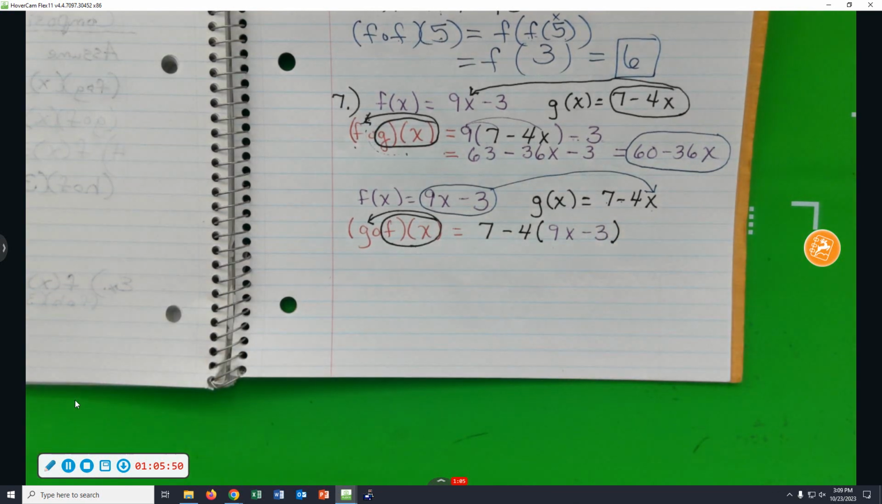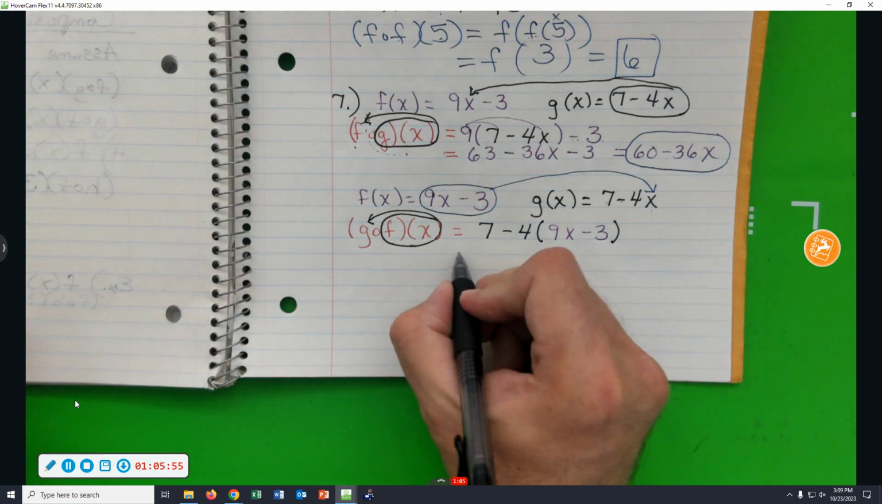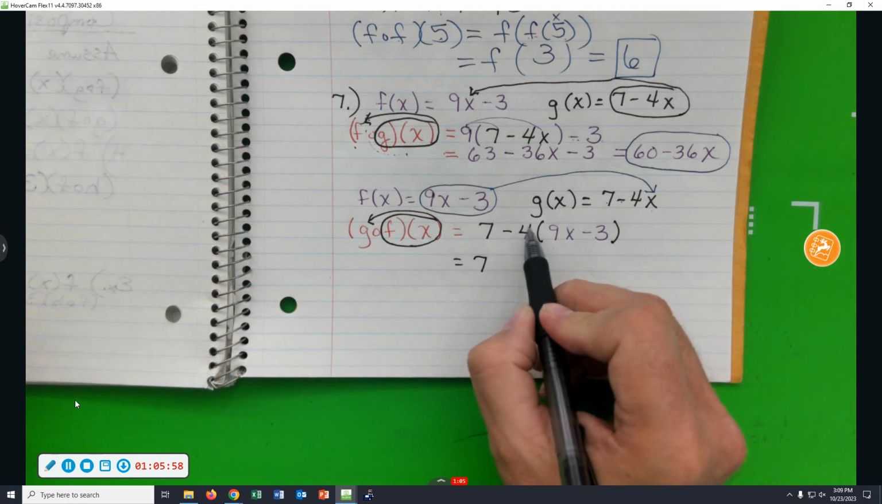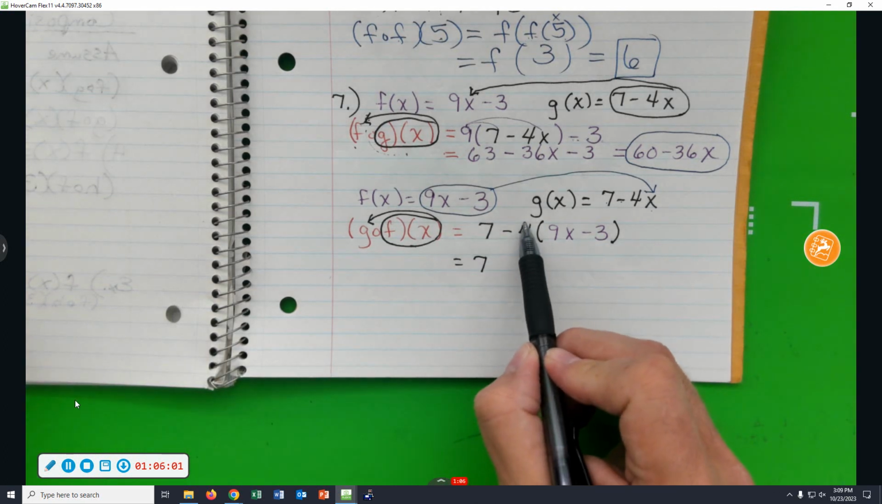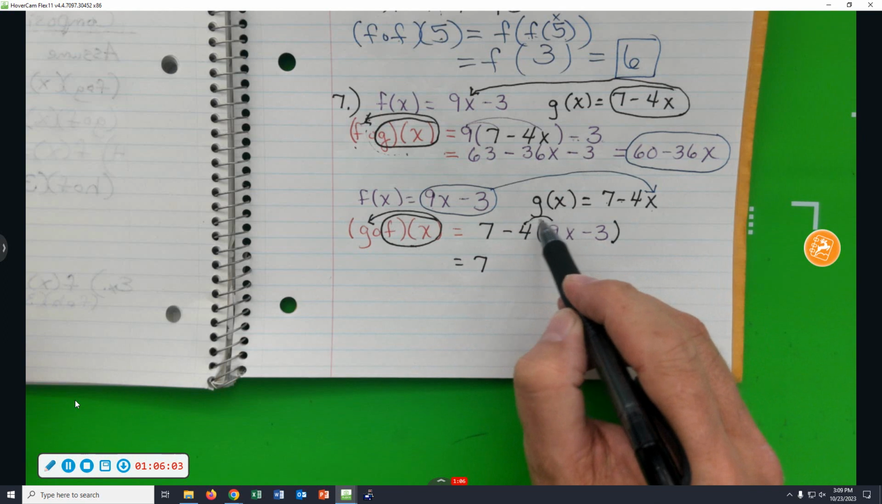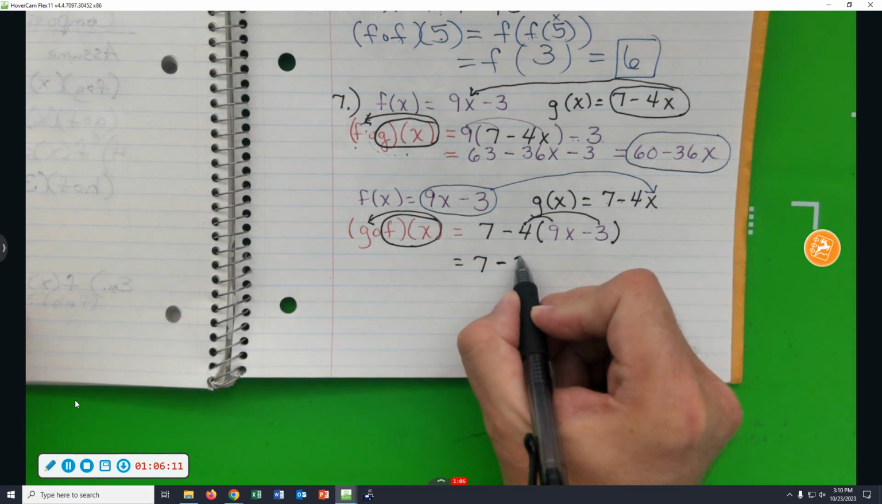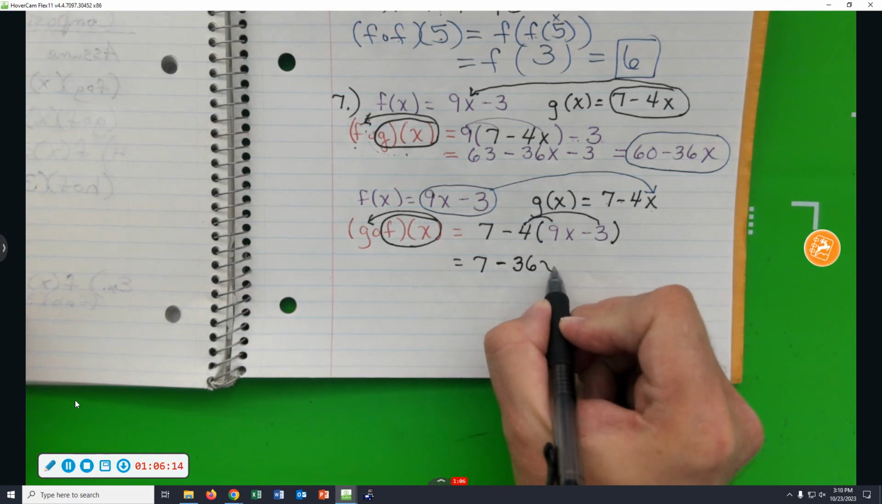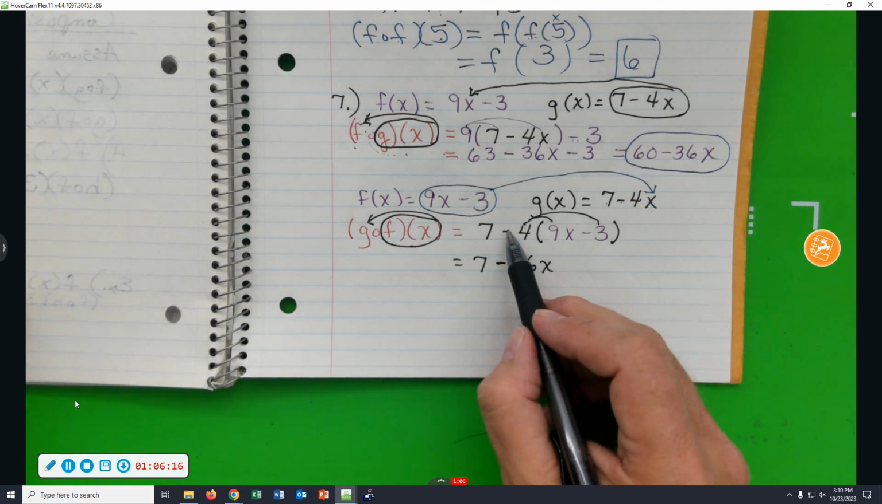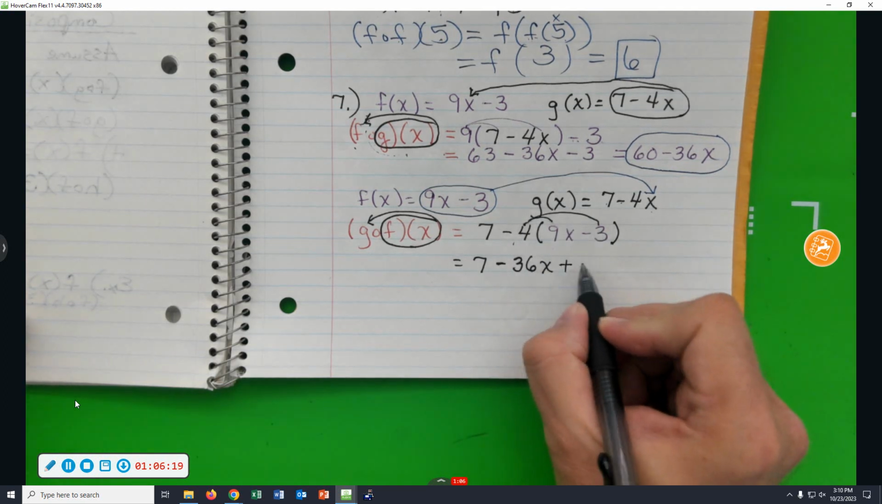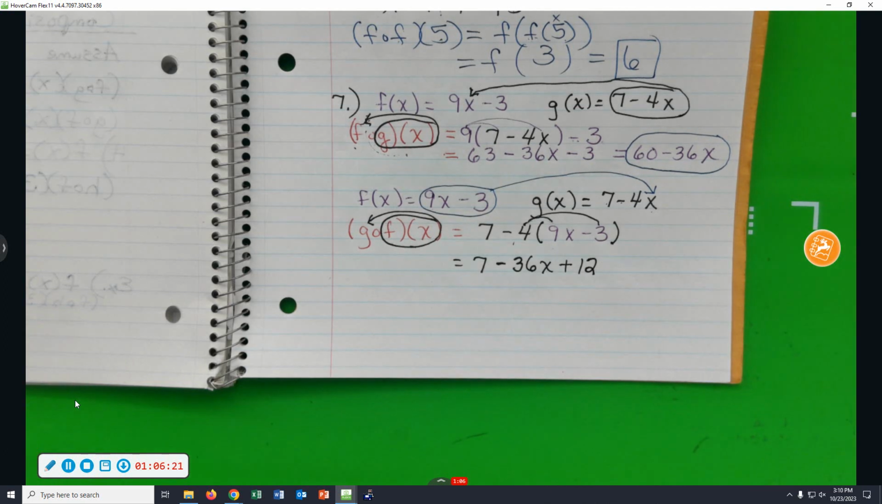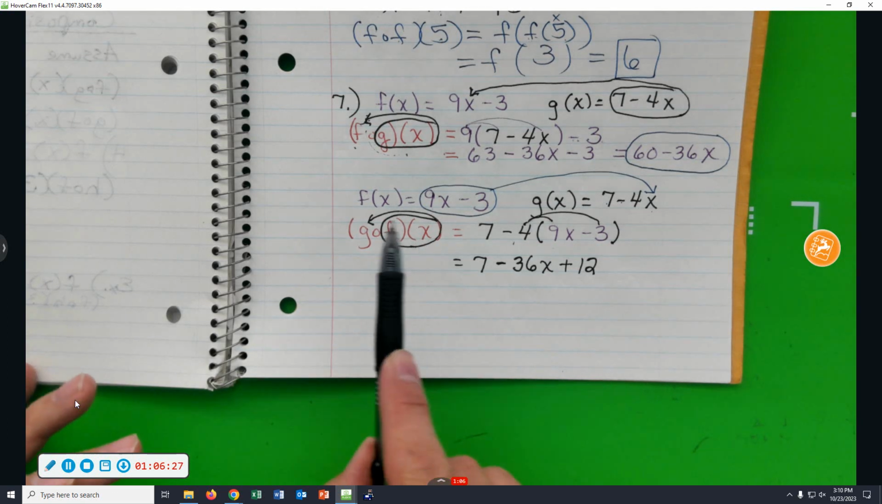Be careful, don't subtract the black 7 and 3. Let me see what we'll have. I'll have to distribute the minus 4. Remember your order of operations. You multiply before you subtract. So that's why you're distributing that minus 4 and not subtracting the 7 minus 4. Said a minus 36x and a plus 12. Y'all caught up with me? We're plugging f into g.